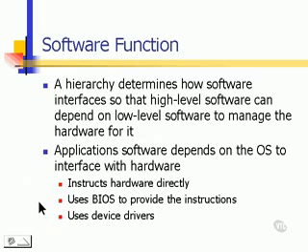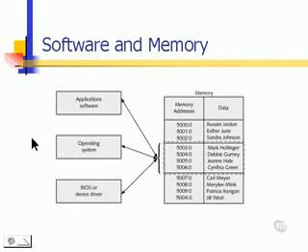Software also uses memory addresses so that we can have many different types of applications running at the same time. As a matter of fact, we can use application software, operating system software, and BIOS and device driver software all at the same time because each has its own memory address. Let's focus on operating system software closer.